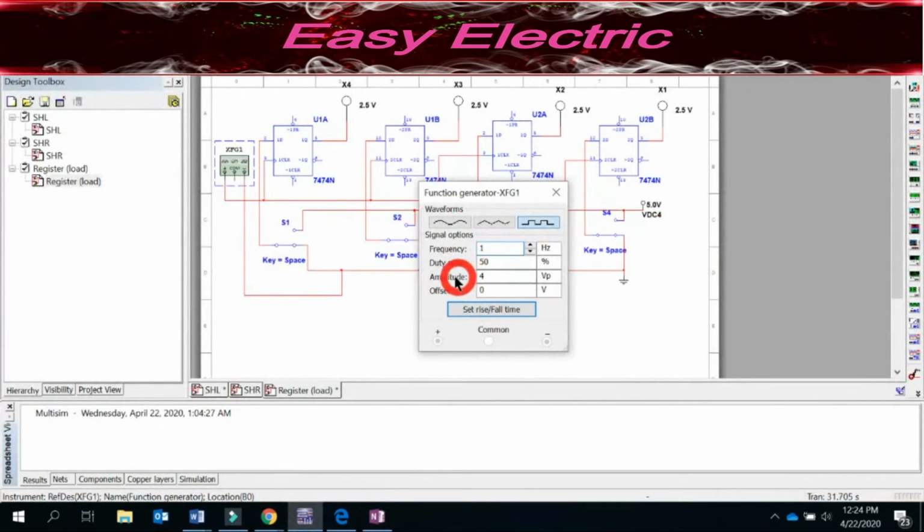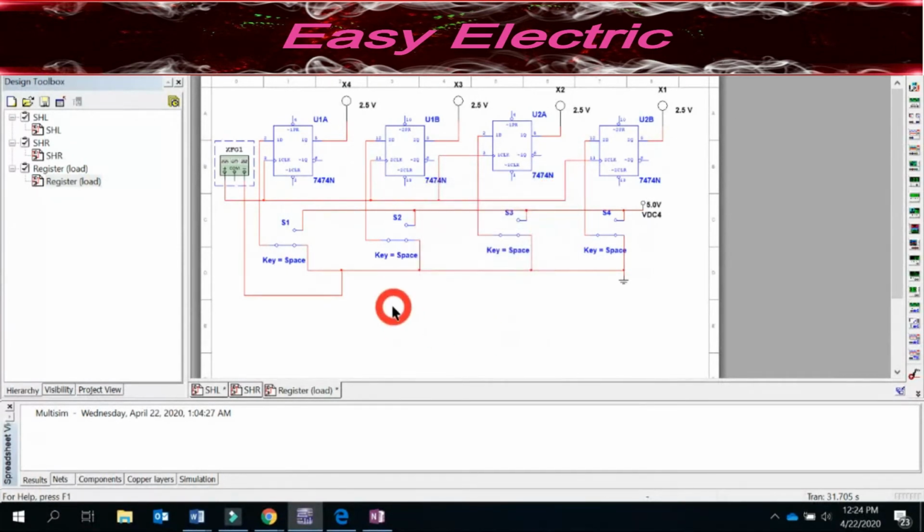The rest is not important. Amplitude is 4, offset is 0. So that means here I make one square wave with a frequency of 1 hertz. Okay, so see what happens. I start to simulate that. Whatever I put here should be loaded inside this register, right?